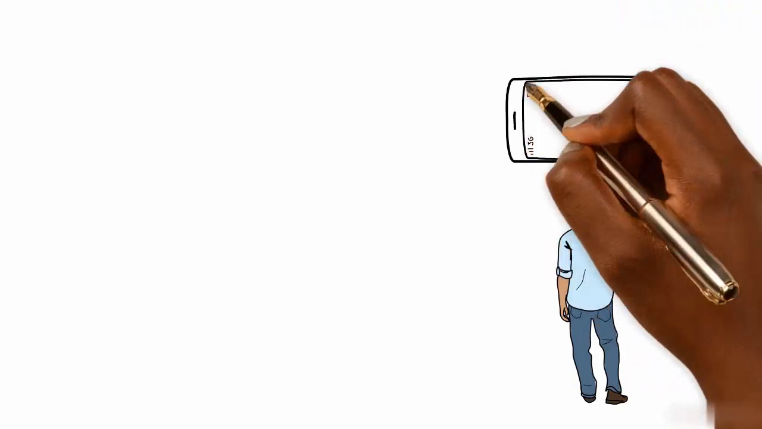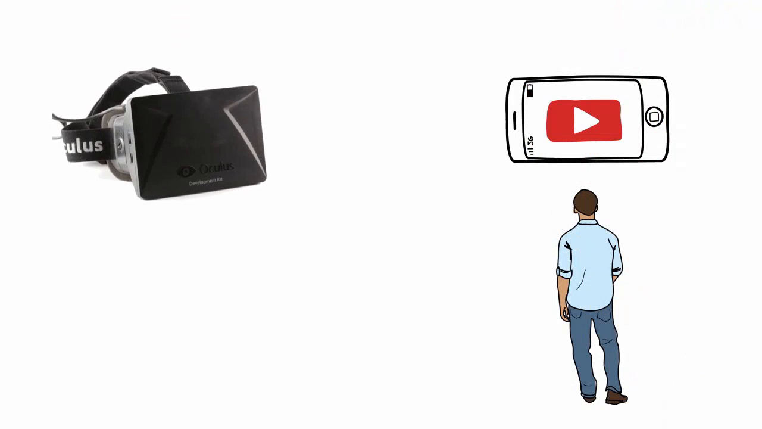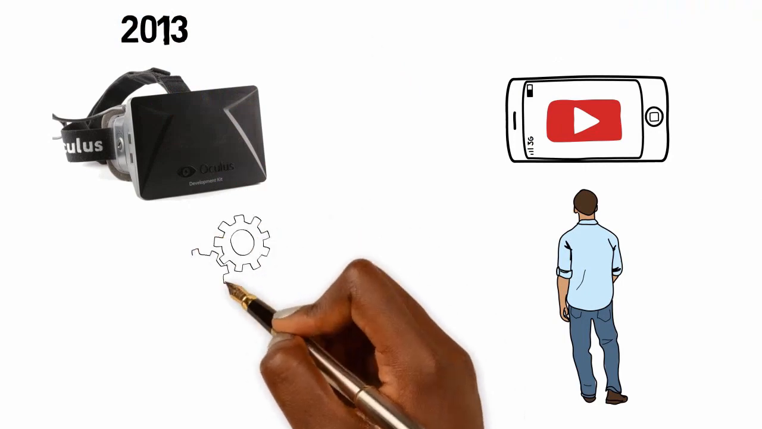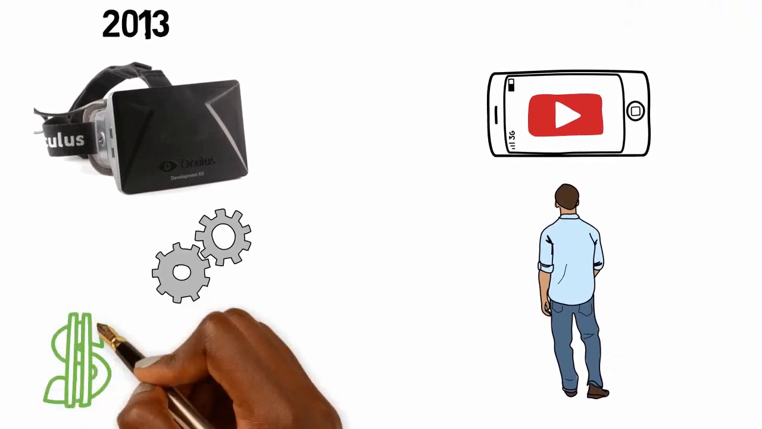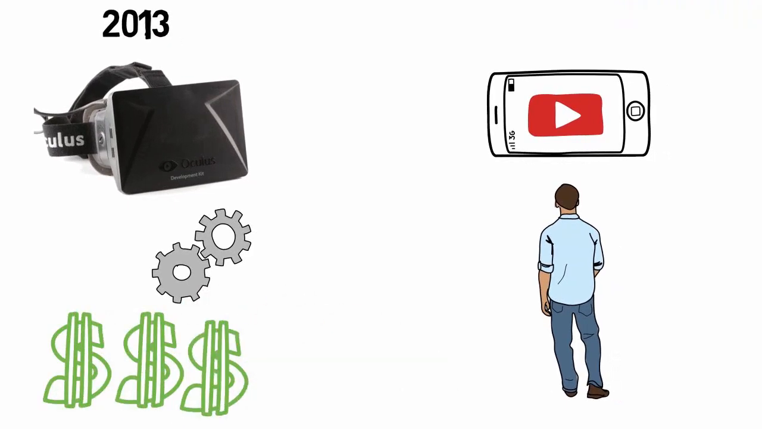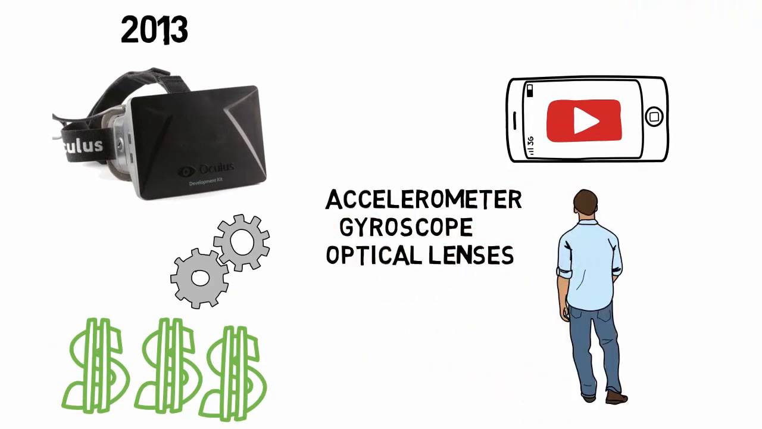I first heard about virtual reality in 2013 when I saw an online video of the Oculus Rift VR headset, and I was really amazed by this technology. Oculus Rift was still in the prototype phase and the consumer model wasn't available at that particular time. The only thing that was clear to me at that time was that it was going to be a bit expensive. The Oculus Rift consisted of sensors like accelerometer, gyroscope and optical lenses through which the user is immersed in a virtual world.